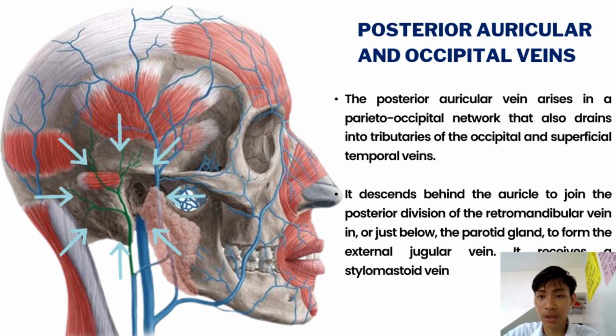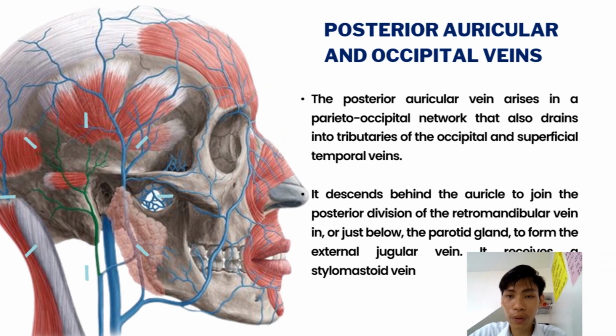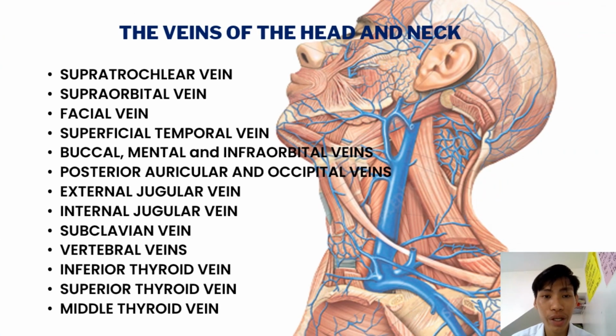So again, as a recapitulation of the veins of the head and neck, we have different veins that can be found in the head and neck respectively. These are supratrochlear, supraorbital, facial, superficial temporal vein. We also have the buccal, mental, and infraorbital veins. Another one is the posterior auricular and occipital veins. We can also find the external jugular vein, also the internal jugular vein, subclavian vein, vertebral vein, inferior thyroid vein, superior, and the middle thyroid vein.